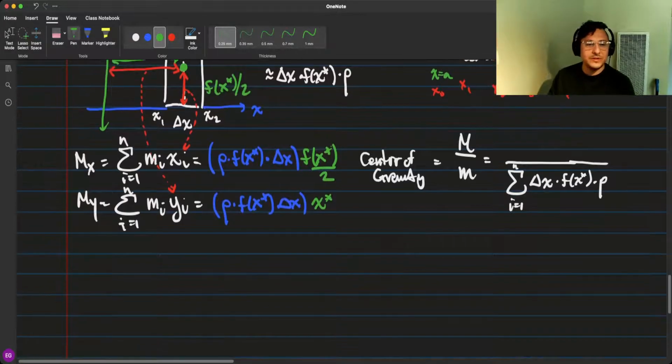Which actually now gives you your formulas, because to find the actual answer, you're just going to take the limit of these sums. Oh, I'm sorry, I forgot to put the formulas here.